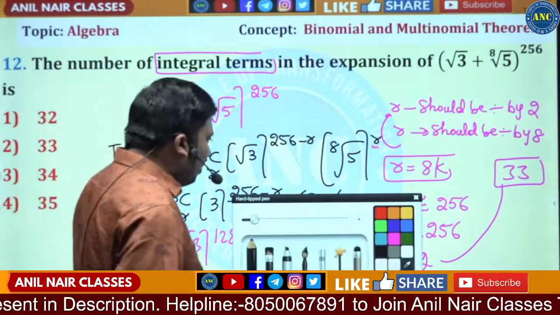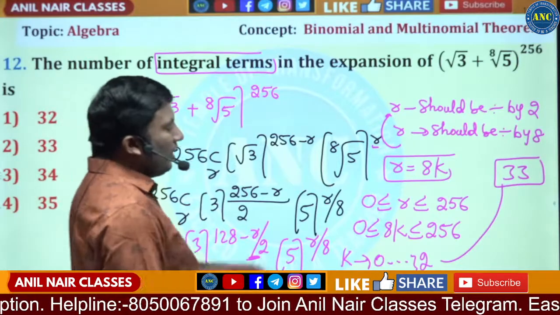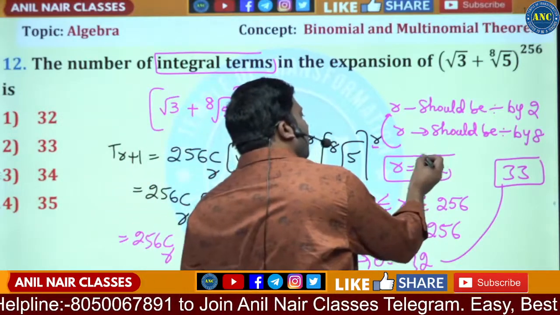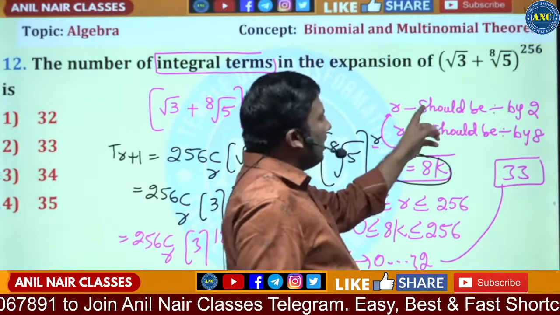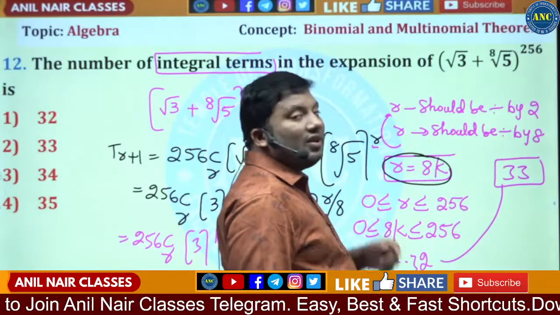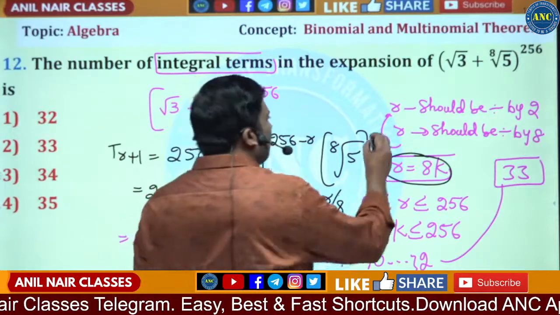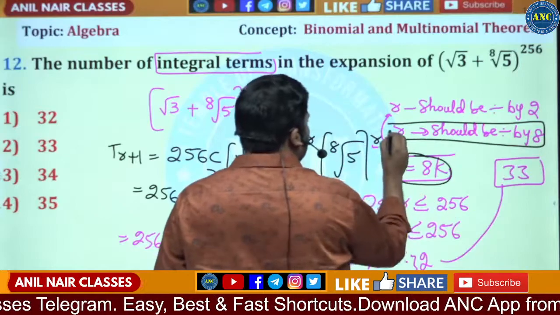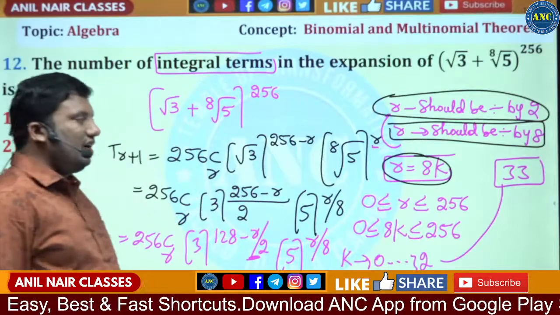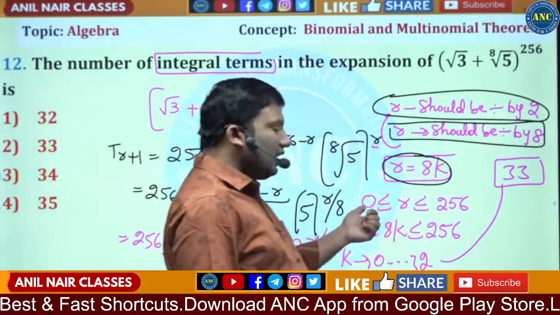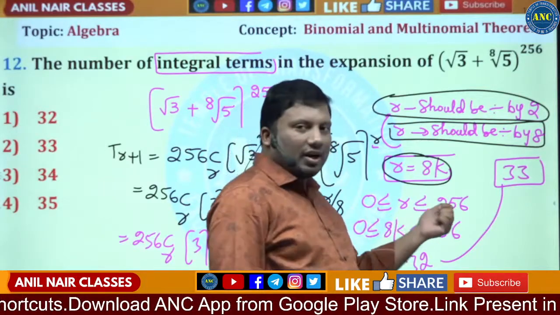Sir, you wrote that R should be divisible by 2 and R should be divisible by 8. Then why did you conclude only R should be divisible by 8? Any number which is divisible by 8 is automatically divisible by 2. Any number divisible by 2 is not always divisible by 8. 4 is divisible by 2. Is it divisible by 8? No. So we have to take the intersection of these two conditions. The value should satisfy both conditions. The value which satisfies both conditions is 8k, with 0 ≤ R ≤ 256, so 0 ≤ 8k ≤ 256.